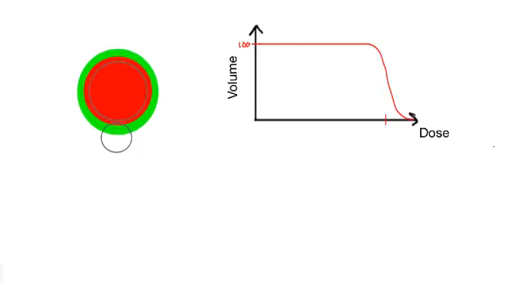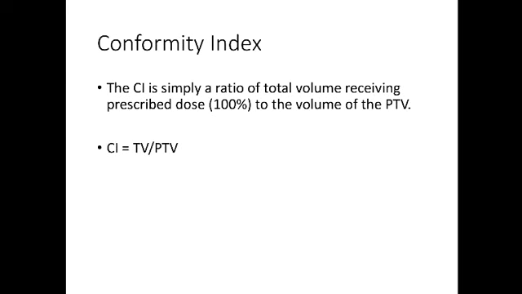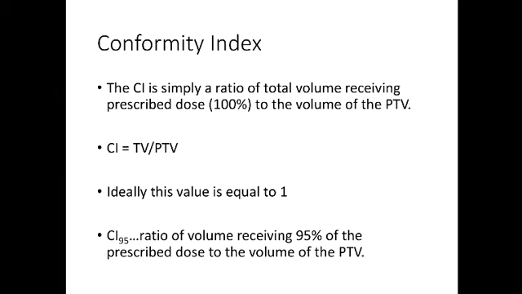And so the way we do that is with the conformity index. And here's what that is. The simple definition of conformity index is pretty simple. It's the ratio of the total volume receiving some prescribed dose, let's say 100%, to the volume of the planning target volume. So it's the total volume divided by the planning target volume. So you can imagine if you have a very large dose cloud that extends way beyond the PTV, this ratio becomes very large. If that target volume is equal to PTV, the value is 1. So ideally, this value is equal to 1 or close to 1.